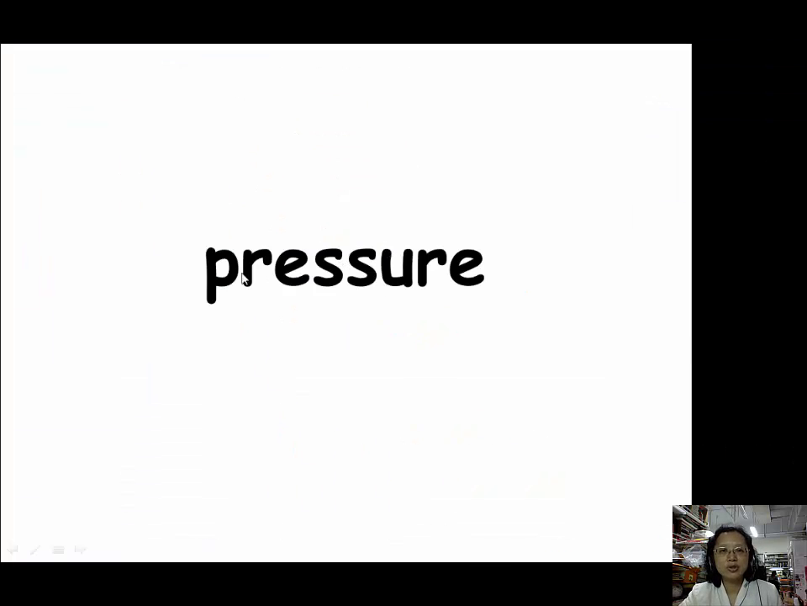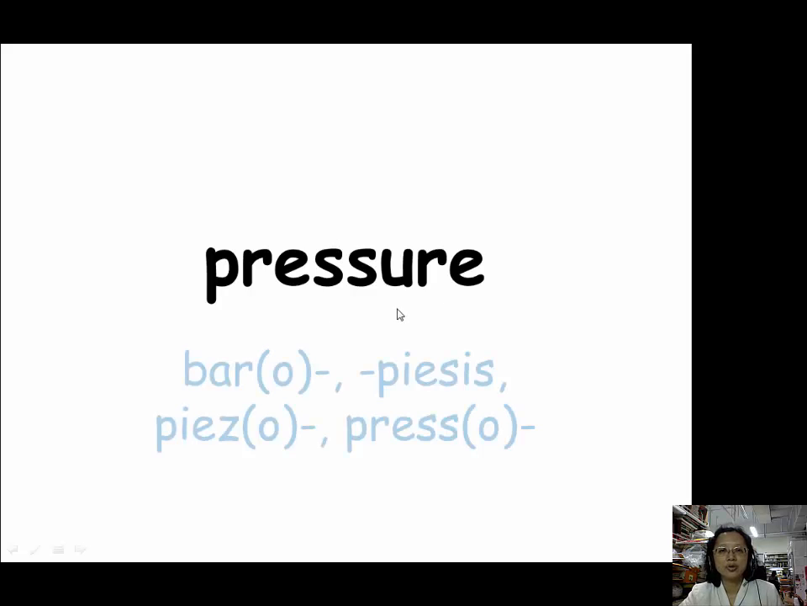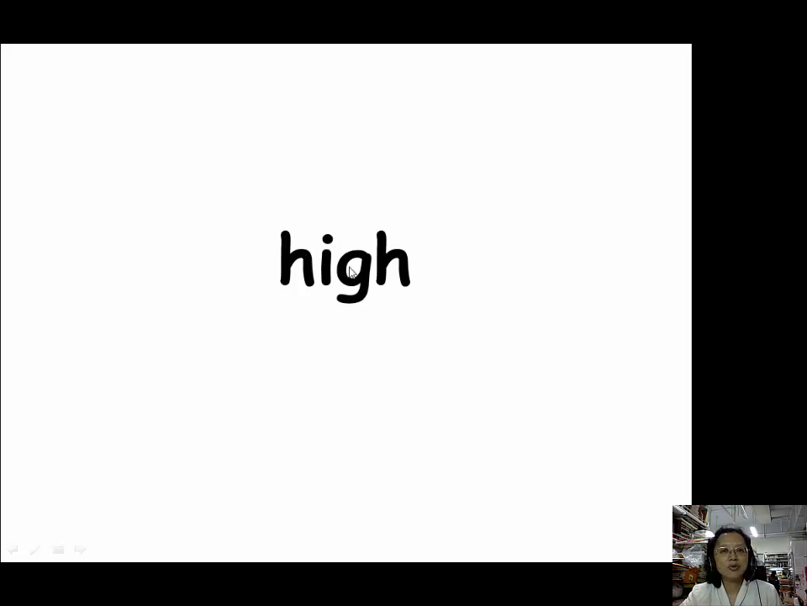Let's review what we just learned. For pressure, we could use one of these four prefixes and the suffix. For prefix, we could use baro, B-A-R-O, or piezo, P-I-E-Z-O, or presso, P-R-E-S-S-O, or we could use the suffix piesis, P-I-E-S-I-S. When we want to describe things that are high, we could use this prefix, hypsi, H-Y-P-S-I.